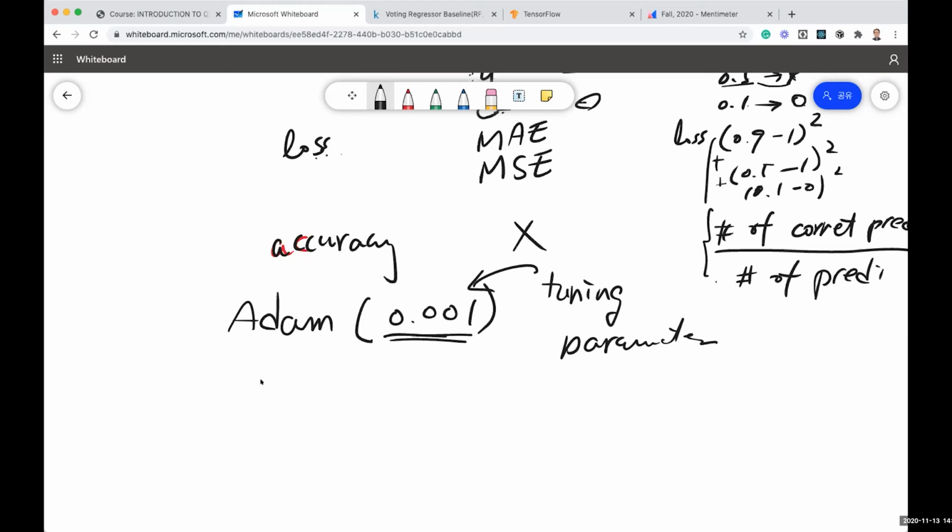And another tuning parameter is the number of batches. We did not talk about the batches yet, but the number of batches is that kind of thing, a tuning parameter. You have to tune your model at the last stage. For example, you want to build a car, and there is a sports car and there are cars for city driving.